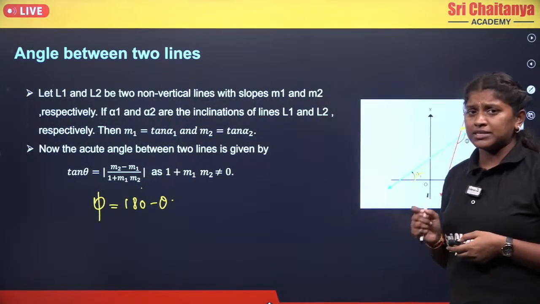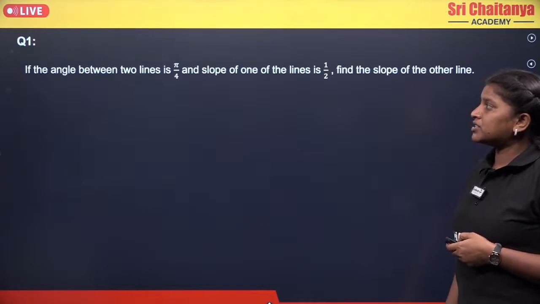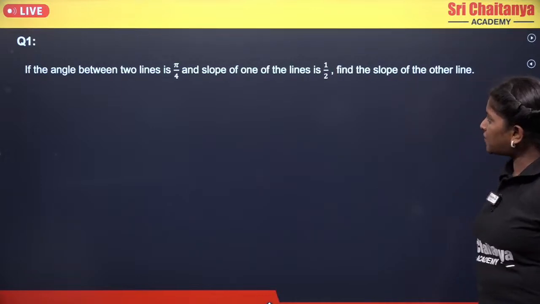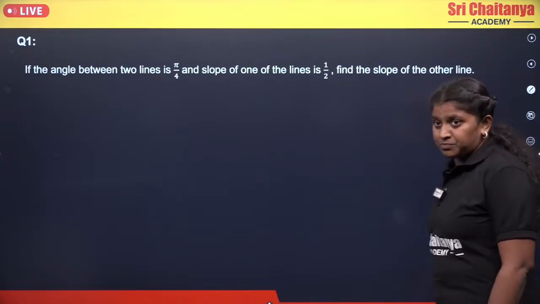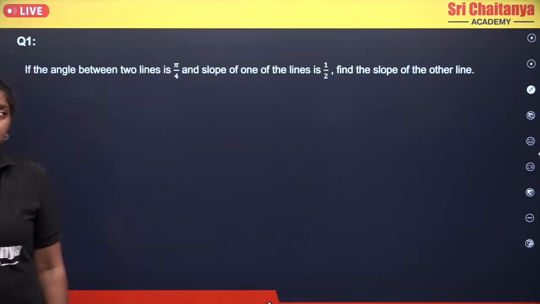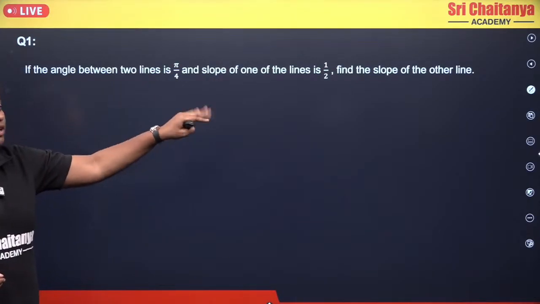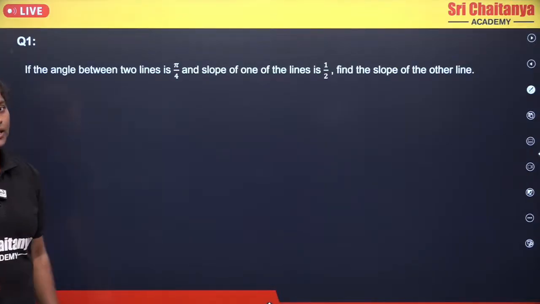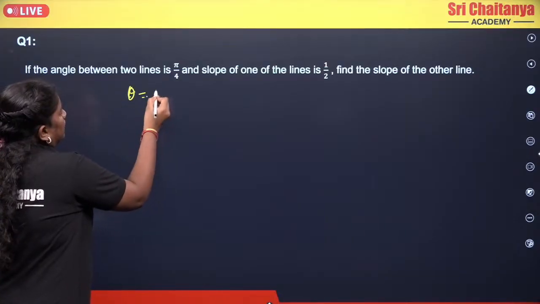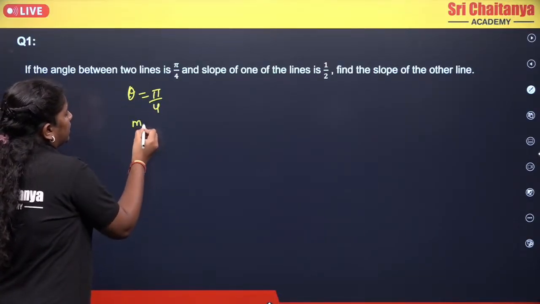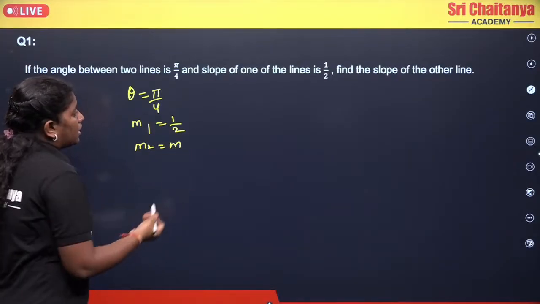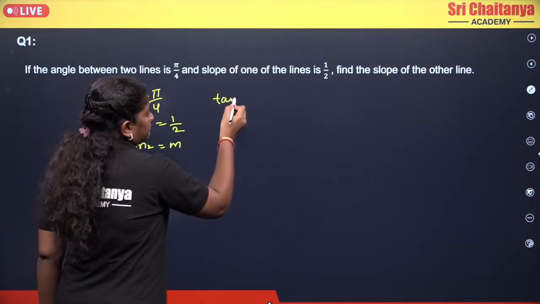Okay, now coming to the next one, we will solve some simple questions on the slope. If the angle between two lines is pi by 4 and the slope of one of the lines is 1 by 2, find the slope of the other line. Here they gave the angle between the two lines, which is theta, and the slope of one of the lines. They are asking for the slope of the other line. So we can take theta equals pi by 4, m1 as 1 by 2, and m2 will be m. Now place the values in the formula.